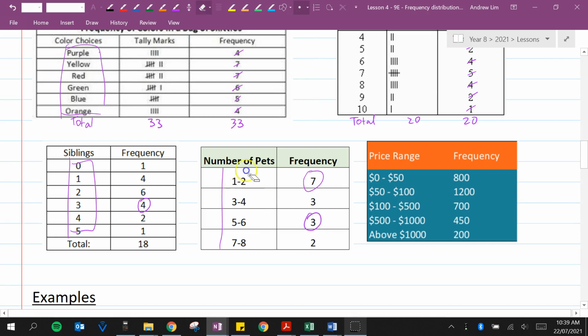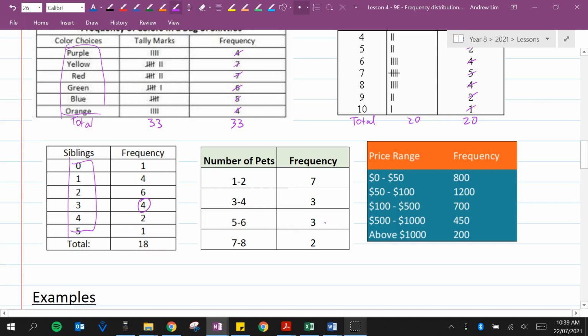Okay, so what that could mean, it could mean that 3 people have 5 pets, or it could mean 3 people have 6 pets, or it could mean that one of them has 5 and 2 people have 6, or it could be 2 people have 5 and 1 has 6.